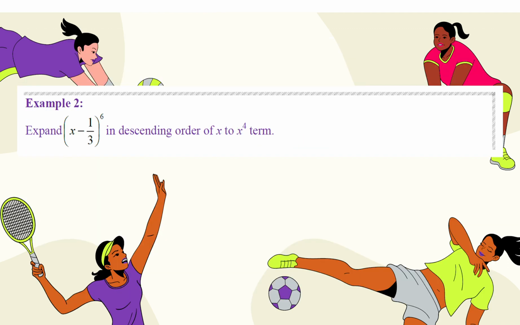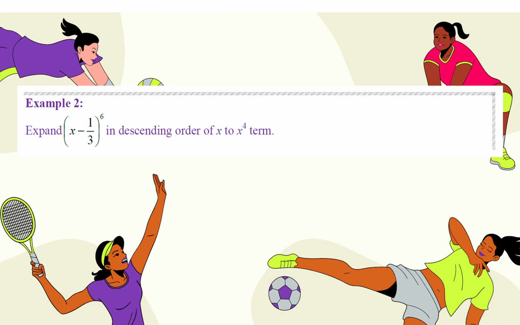For example, this one. Expand this in descending order of x. So x^6, x^5, and x^4, only three terms up to the x^4 term. Remember the definition and try to work on it. Very complicated. The coefficient is scary, but you can do it. After you tackle it, you find it easier. Pause and work.